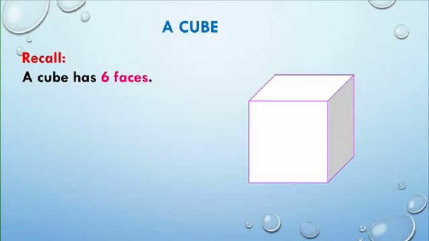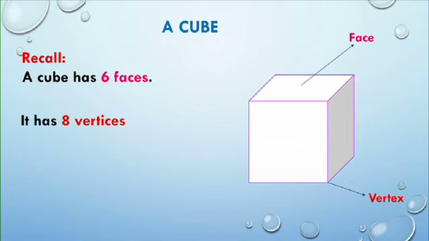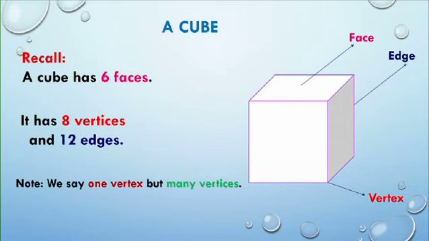You will recall that in previous grades you have learned that a cube has 6 faces. It has 8 vertices and 12 edges. In fact, we say one vertex, but many vertices. So let us demonstrate what we have just learned.